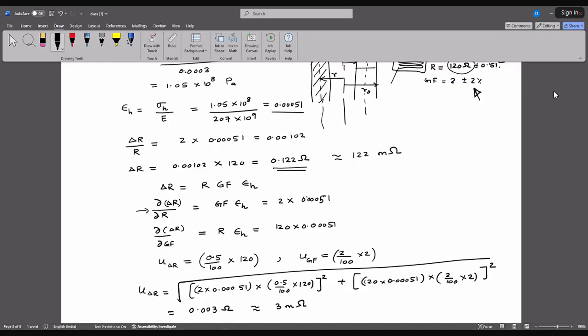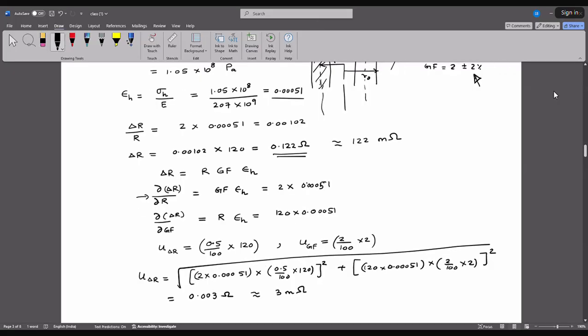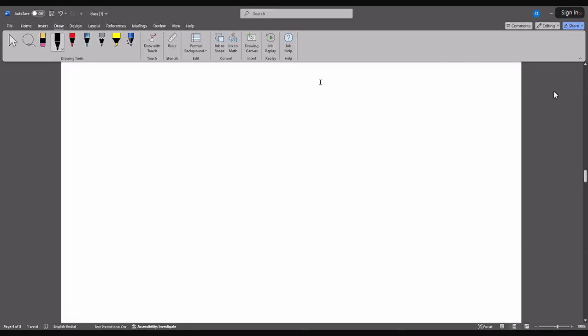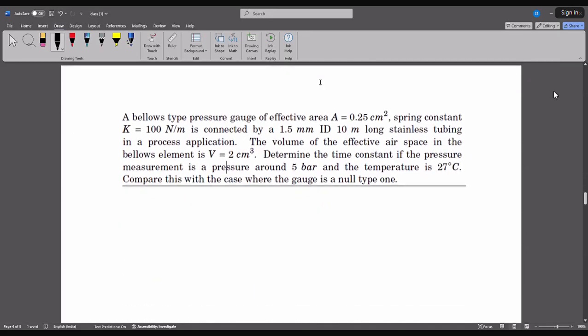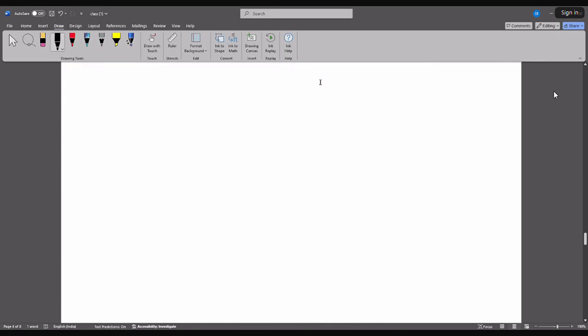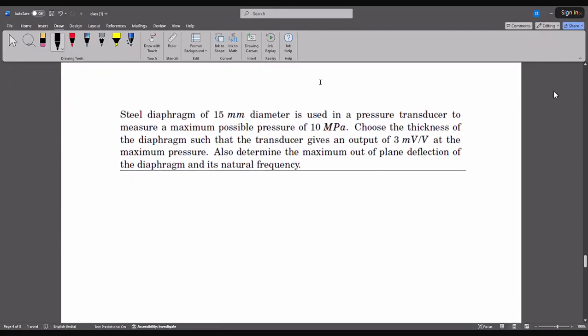Okay. So if you are fine with it, I'll move to the next question. I have two more questions to solve, I think, but I'll try to first solve this question. They are similar in nature.